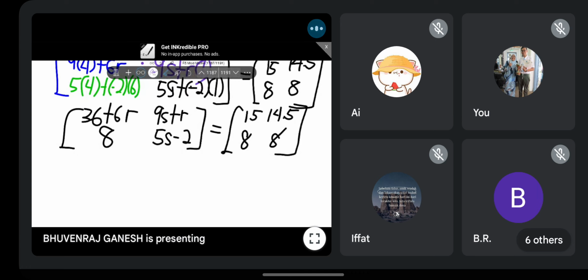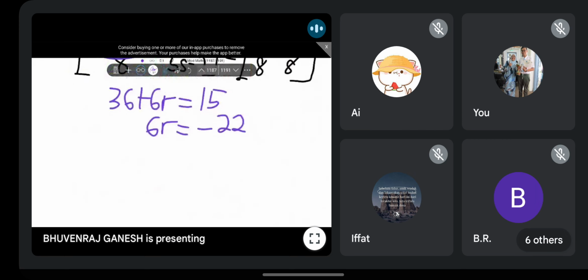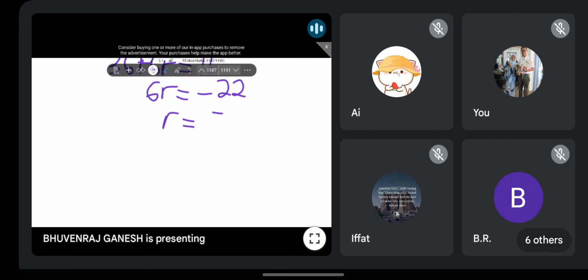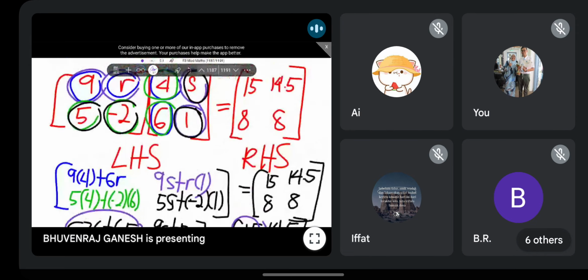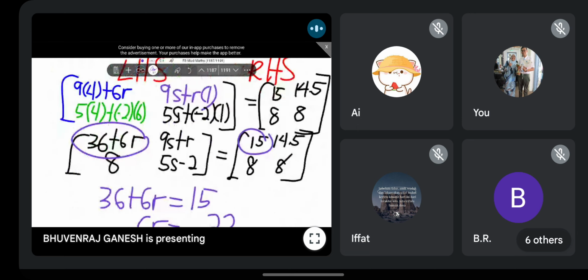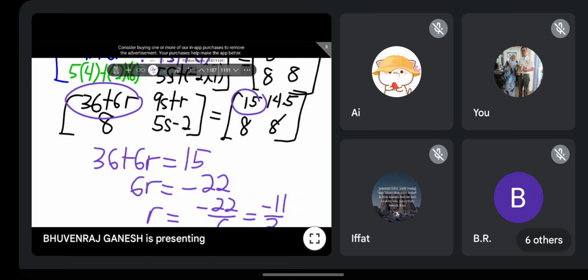Okay, so now how to solve? Basically, you just compare 36 plus 6r, compare with the 15. So you solve and see, you will get negative 22. So r you will get final answer negative. Okay, Satna, you should get negative 11 over 3. Okay, final answer r. Okay, I think I do correct, right? Yeah, correct.